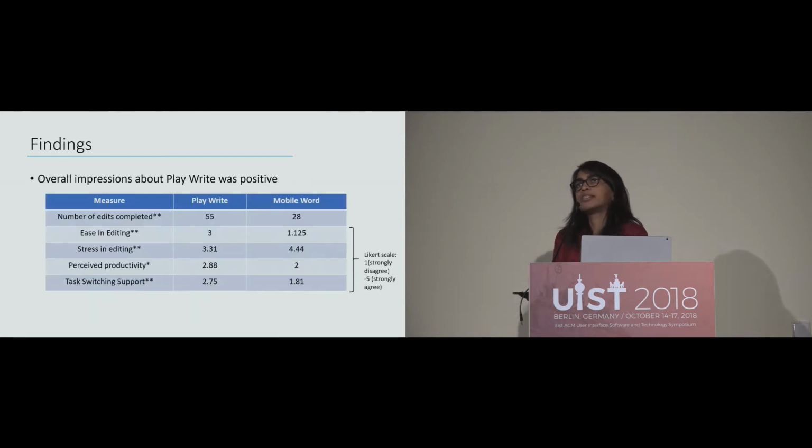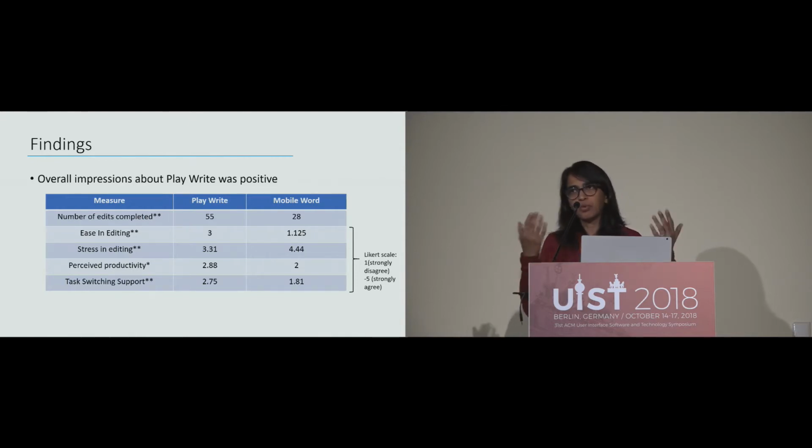So it turned out that people did not necessarily edit the way that we had imagined. They were actually doing it near simultaneously. They were watching the video, but the editing became the primary task. We found that overall impressions about Playwright were pretty positive, at least compared to mobile Word. The number of edits that people were able to complete using Playwright was 55, compared to the 28 that people were able to do in mobile Word.